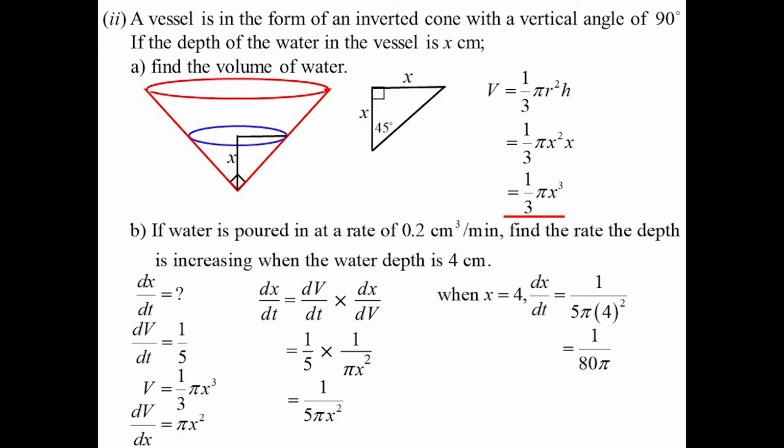We want the specific time. It's there somewhere. Where is it? There it is. 4 centimetres. So sub in 4, and we get 1/80 pi. Well, that's our exact one, I'll leave it like that. I mean, you could go to your calculator. But 1 on 80 pi centimetres per minute.